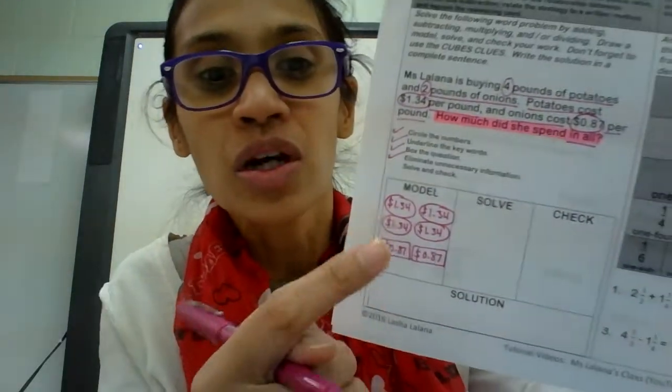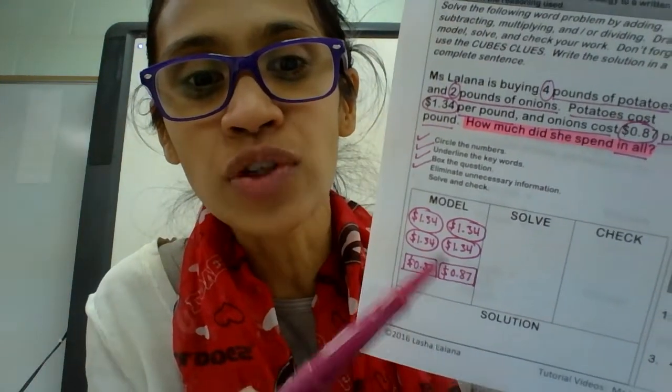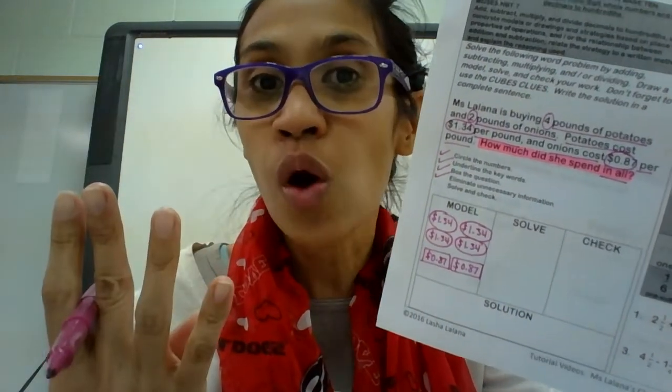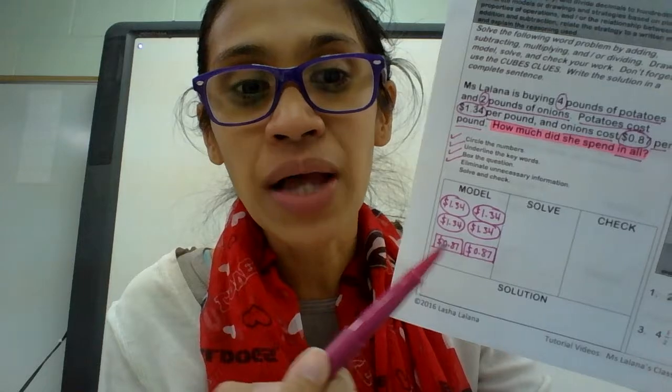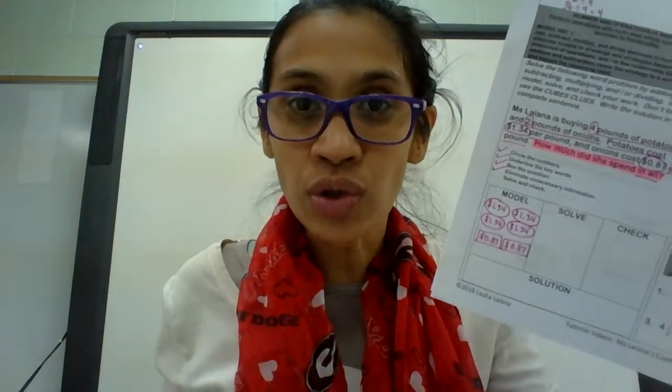Raise your hand if you want to just add everything together. Okay, you can just add everything together. Raise your hand if you want to add these together, then add these together, and then add them all together. Or raise your hand if you want to multiply $1.34 times 4 and then multiply 87 cents 2 times and then add those totals together.